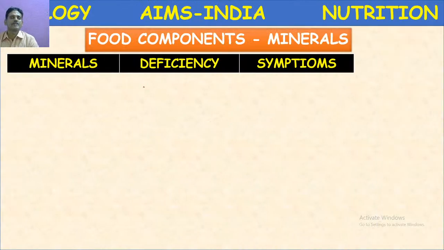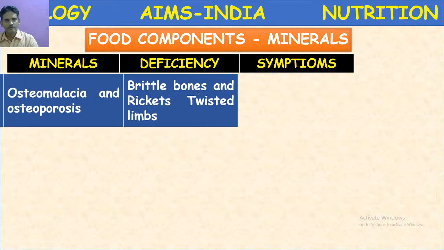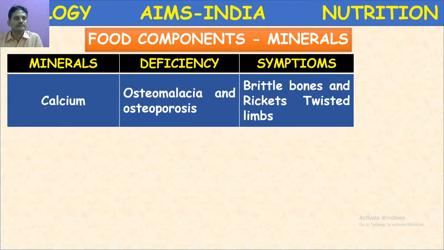Food components, minerals, deficiency symptoms. First, calcium. Calcium is an important mineral, as along with vitamin D, this calcium is required for the formation of strong bones and teeth. The main source of this calcium is the milk which we take every day. Milk contains more calcium.